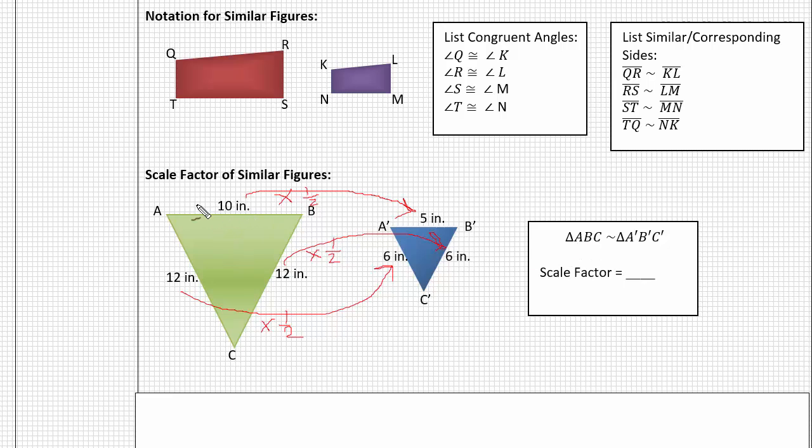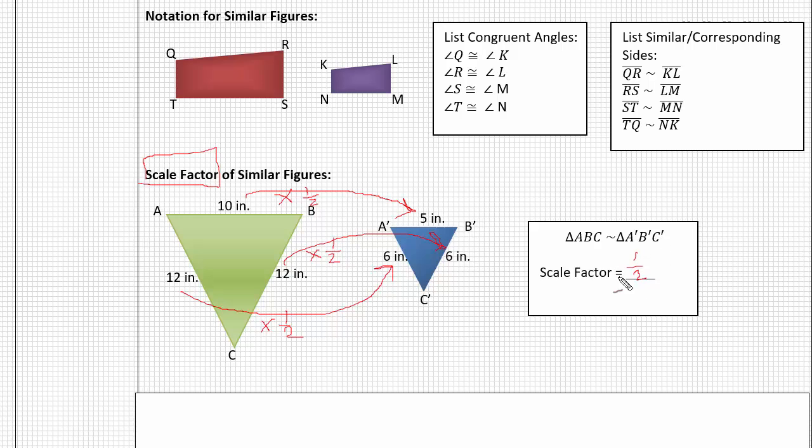So in each of these cases, starting with our first figure, triangle ABC, we have found that you can take each side, multiply it by 1/2, and find the length of the corresponding side on the next figure, triangle A prime B prime C prime. This relationship is what we refer to as the scale factor. So the scale factor between these two similar triangles is 1/2.